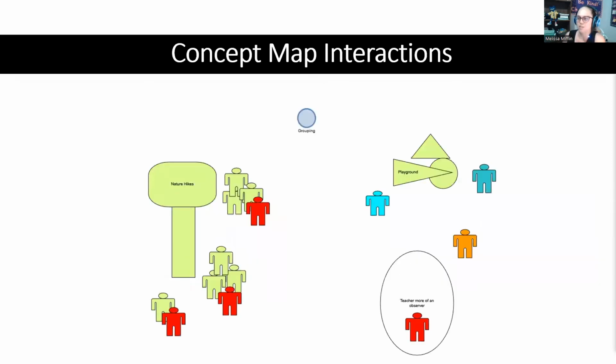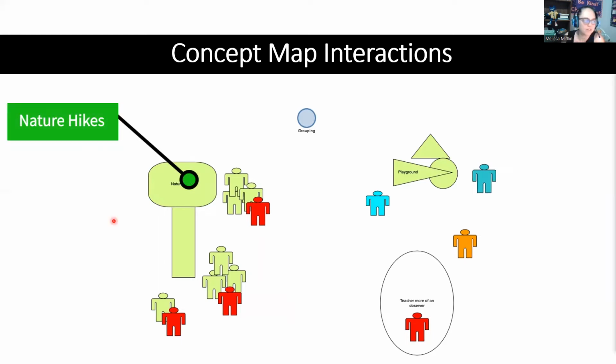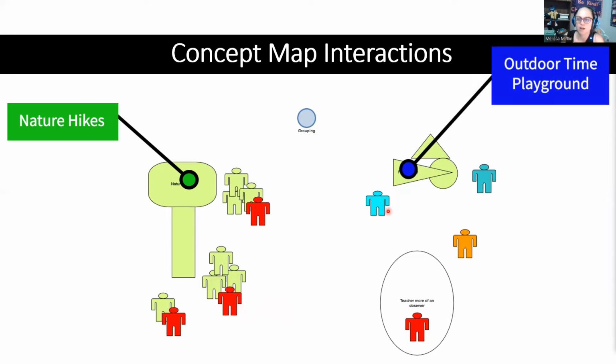So this led me to create a concept map showing the interactions that take place on nature hikes versus playgrounds. So you can see that I have the nature hikes here, and the red were the adults, and the children were in green. And so you had pairs and you had groups mostly, whereas on the playground, it was more individual children's learning and the teacher was more of an observer.